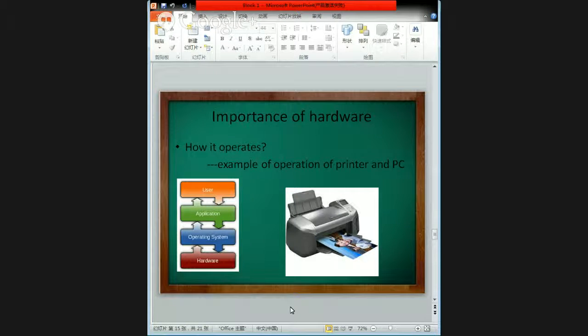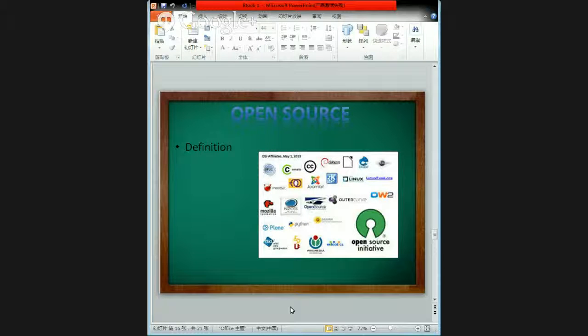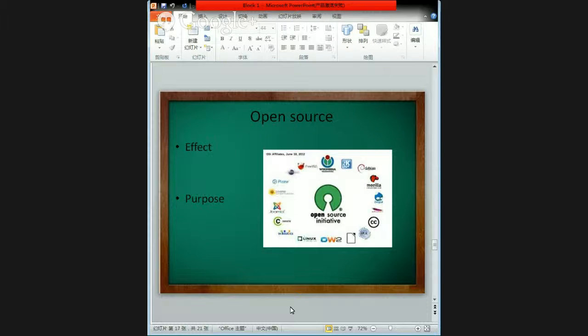The last one I want to introduce is open source. The definition of open source is any program whose source code is made available for use or modification as users or other developers see fit. Open source as a trademark is owned by OSI. Users can take advantage of open source to share free available resources. The purpose is to make more people use free sources to help their working or studying.